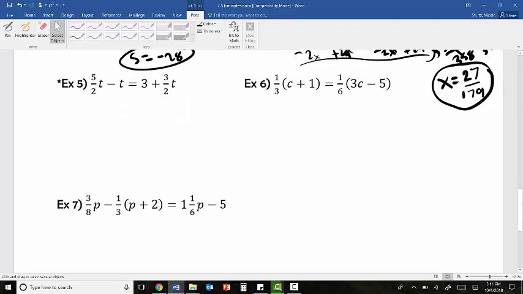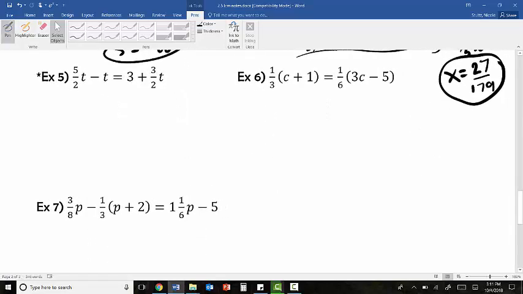We're going to skip 5. We're going to come back to that one. Let's go ahead and do 6. So first step is to distribute 1/3 and also to distribute 1/6. So let's just kind of do that all at once here. 1/3 times C is 1/3 C. 1/3 times 1 is just 1/3.